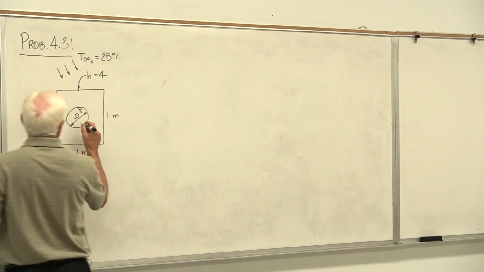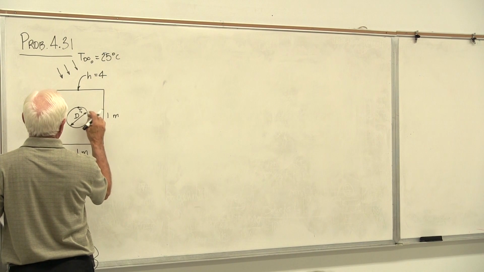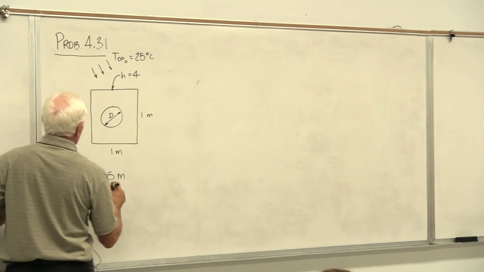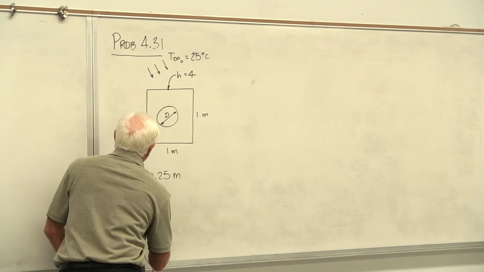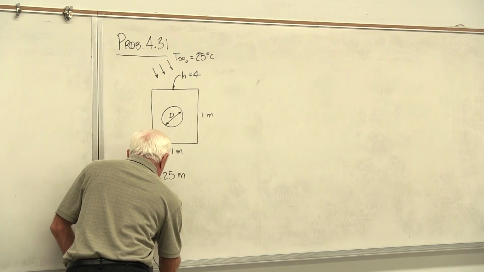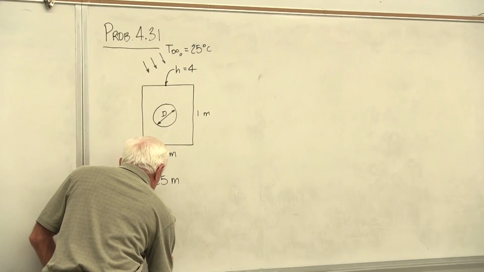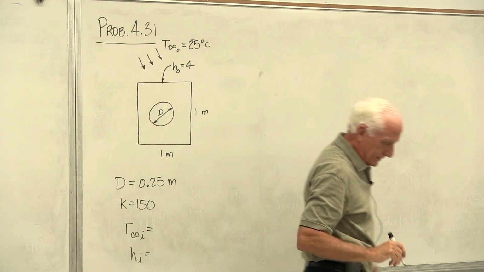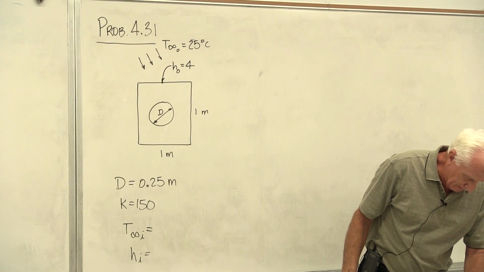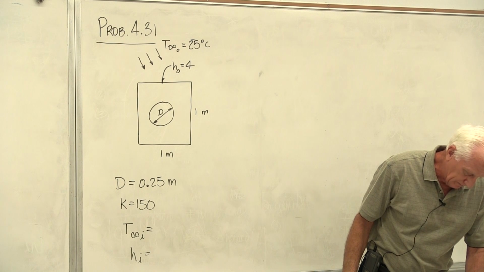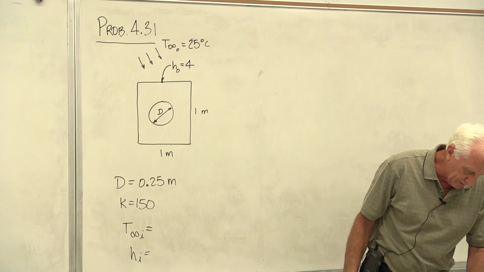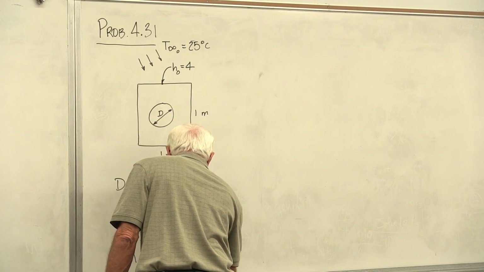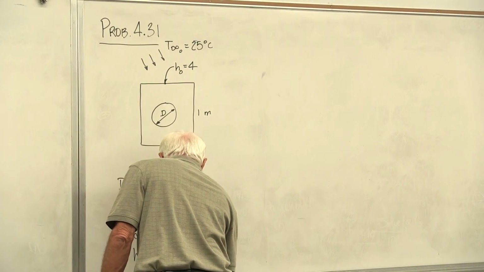On the inside, there's also convection. I'm going to put that in here. The inside, the temperature, T infinity inside, and H inside. This is H outside, O for outside, I for inside. Inside temperature carries hot oil. Temperature of the oil, 300 degrees C, H is 50.